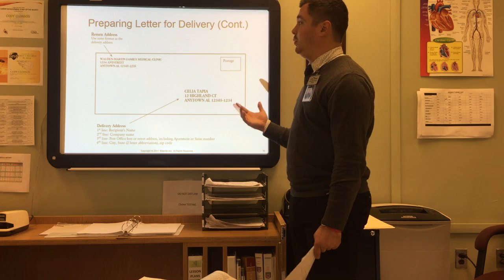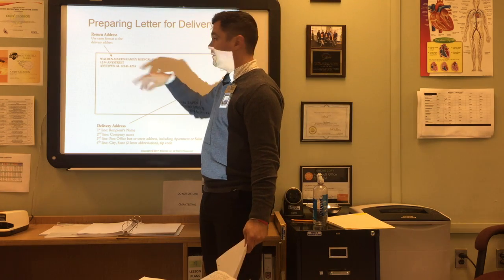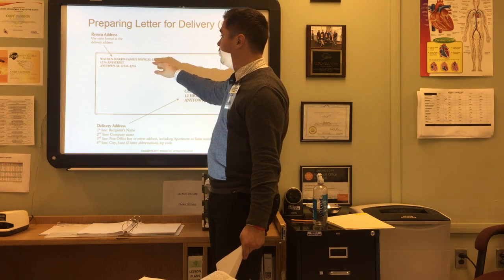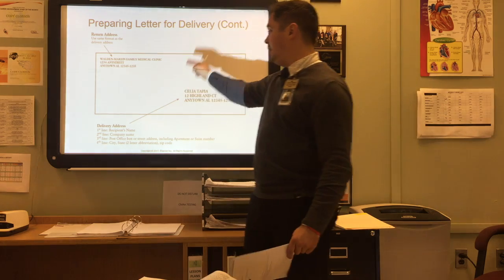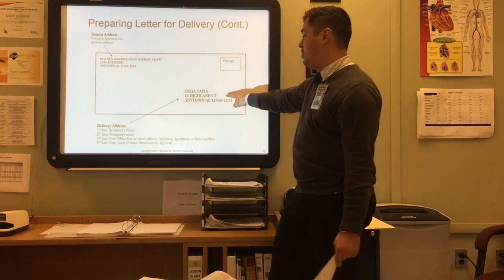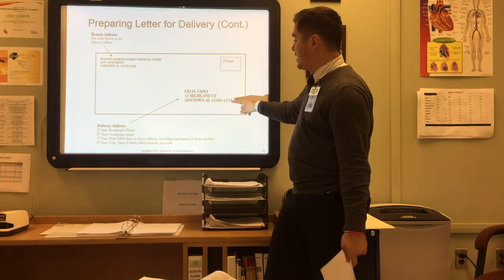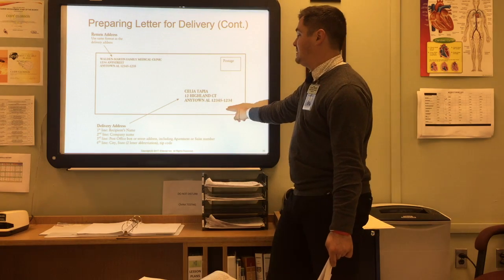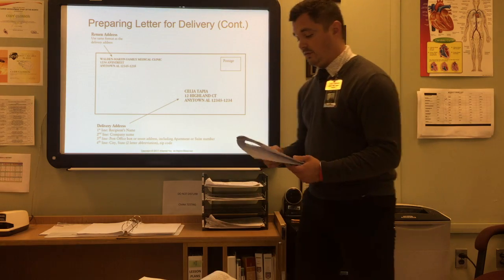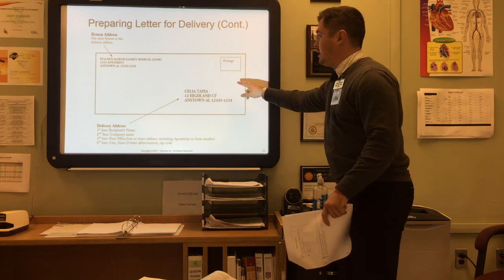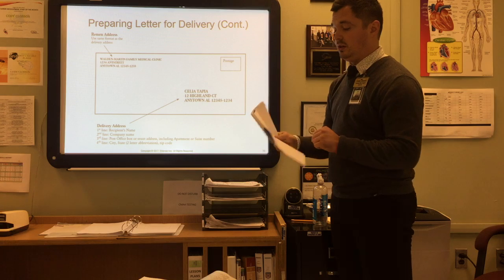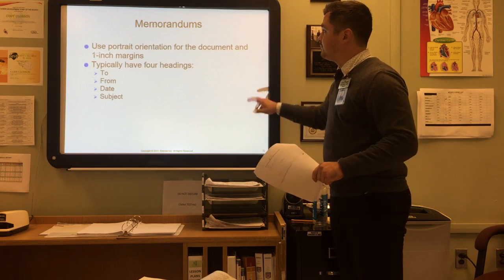So for example, you could put Cody Clausen, okay? And then the company name would be Walden Martin Family Medical Clinic. And then you would have the post office box or street address, including the apartment or suite number. And then you have your city, state, and zip code as well. And then of course your postage stamp goes in the upper right-hand corner. That's what a professional business letter should look like.